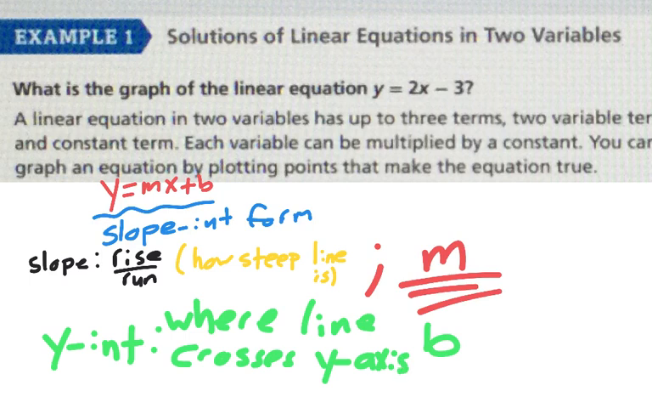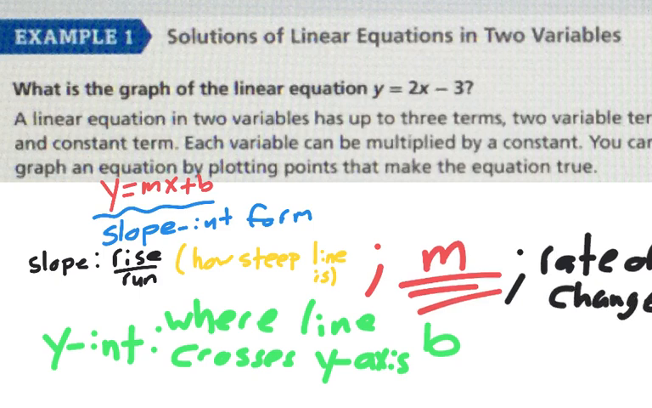So, which one of those do we have to use first when we graph a line? Do we use the slope first or the y-intercept first? Why? Because? Okay, another word for slope is the rate of change. Have you heard that? So what does rate of change mean?